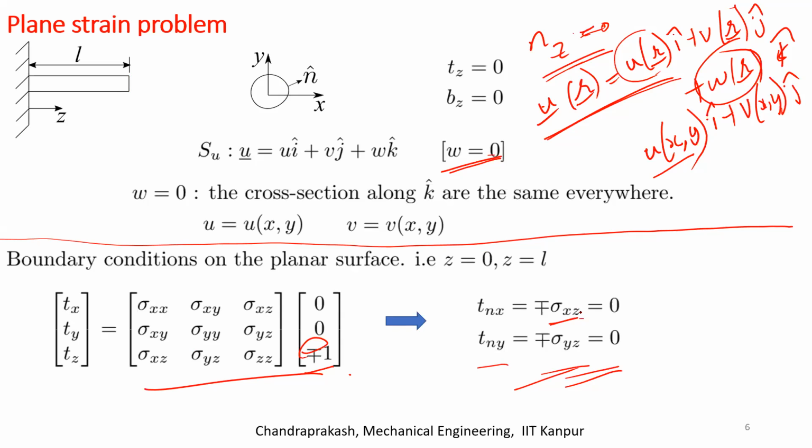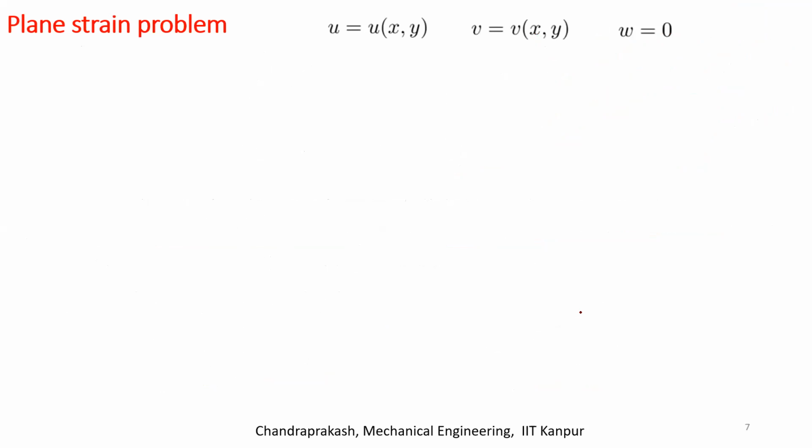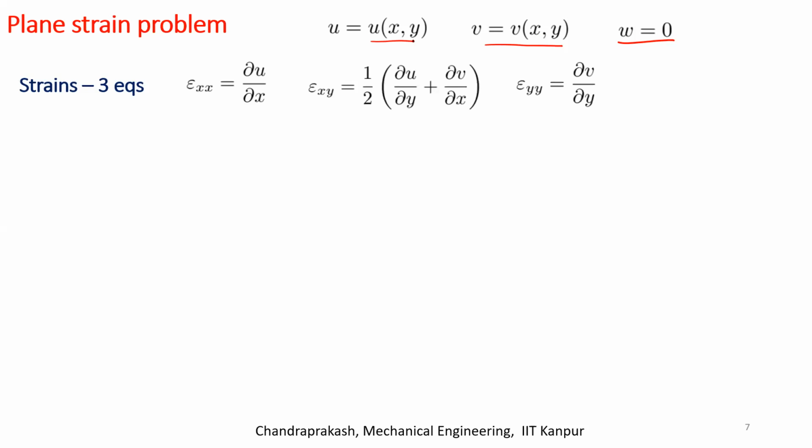So now that we did all these simplifications, let us try to put them together once again. Okay. We have said W is 0 because of the way loading and all are there, and the deformations are independent of Z. So that is why we have only U and V components, and that too they are functions of X and Y alone, which are the coordinates of the cross section, which are the variables in the cross section. So we have 3 strain equations and the remaining strains are 0.